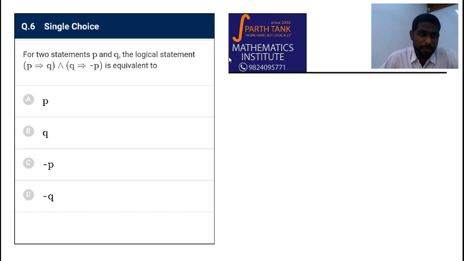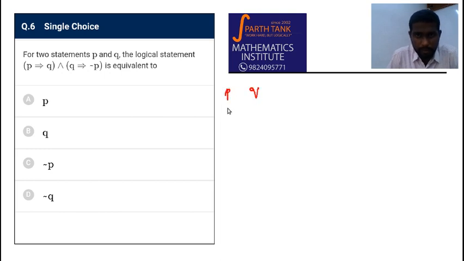For two statements P and Q, the logical statement P implies Q and Q implies not P is equivalent to. Now, of course, there are two ways to do this. One thing is to find the truth table of the whole thing and then compare which of it matches. That is a direct way. Let me show you how to do that.